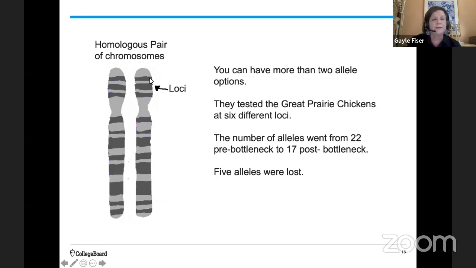It's just like living on your street, okay? If this was your street, then you would have an address on that street, and that would be your location, right? So that's the loci that we're talking about. So you can have more than 2 alleles, and they tested the great prairie chickens at 6 different loci, and that means that probably on 6 different chromosomes, a particular area on each one. So the number of alleles went from 22 pre-bottleneck to 17 post-bottleneck. They lost 5 alleles during this time.